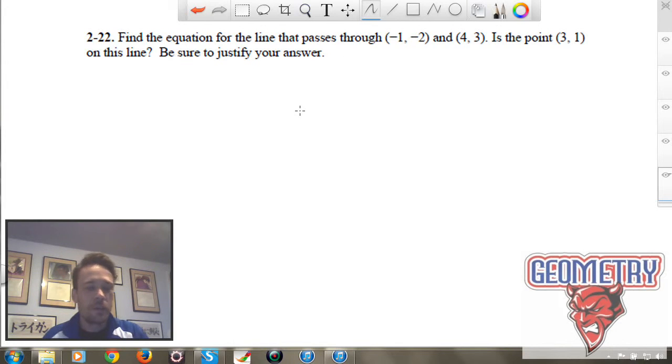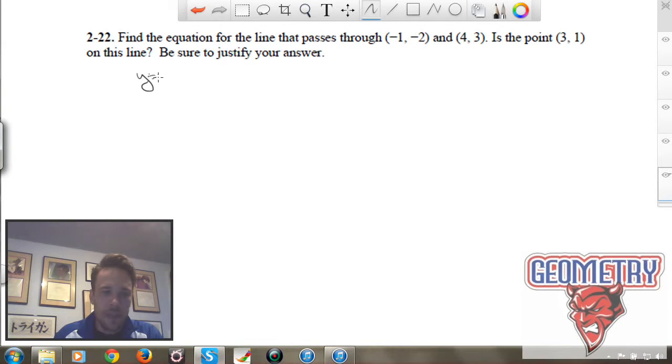We're still in Unit 2, moving on to question number 22. And this is a little bit more of an algebra review type question, where we're asked to find the equation for the line that passes through 2 points. And then, once we have that equation of that line, determine if a third point is on the line or not.